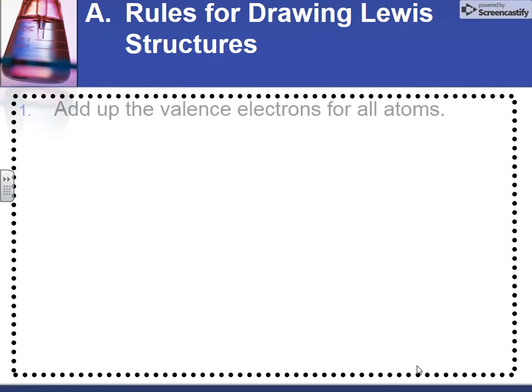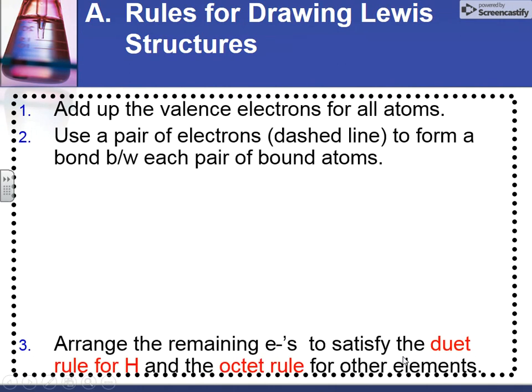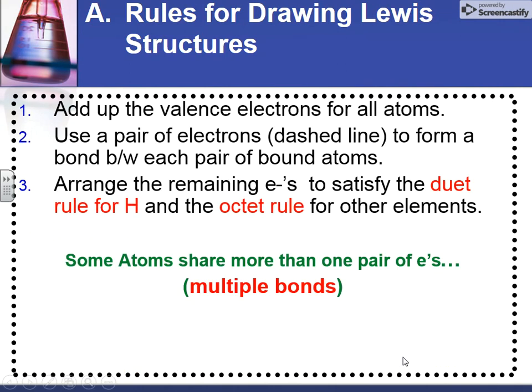So I want to review a little bit with you before we practice drawing some Lewis structures. Whenever you draw Lewis structures, you're representing the covalent bonding that occurs between atoms. The first thing you have to do is get out your periodic table, and you're going to remember that to find the valence electrons, you look at the group number for the elements. You're going to add up the valence electrons for all atoms in the compound.